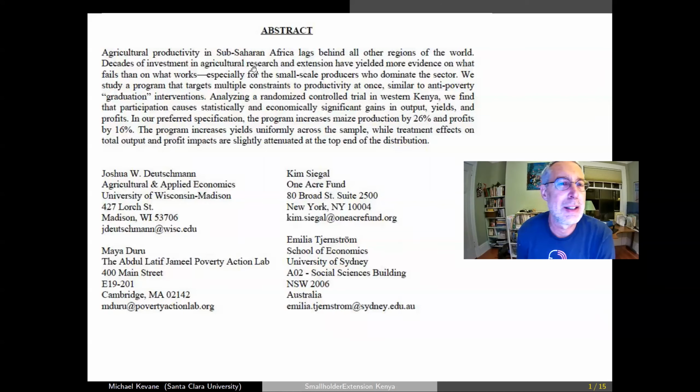Here's the abstract and the authors, Joshua Deutschman, Kim Siegel, Amelia Schoenstrom, and Maya Dur. And the abstract is pretty clear. Agricultural productivity lags behind other regions of the rest of the world. A lot of investment... I don't know if this is necessarily true, that there's more evidence on what fails than what works, but that's the author's claim, especially for smallholder producers.